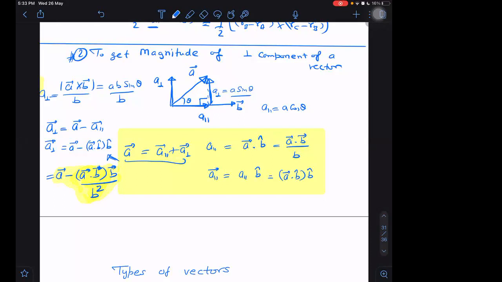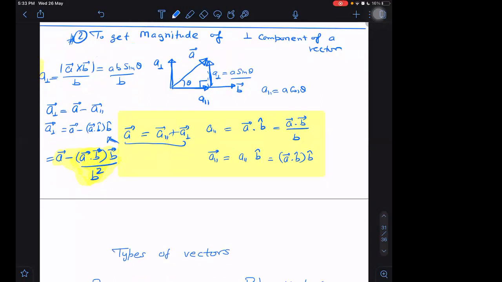But now to learn something more, I will tell you this thing. And you see whether you are following what I am writing here or not. A cross B divided by B, that is the mod, done. Next, I will take A cap cross B cap.